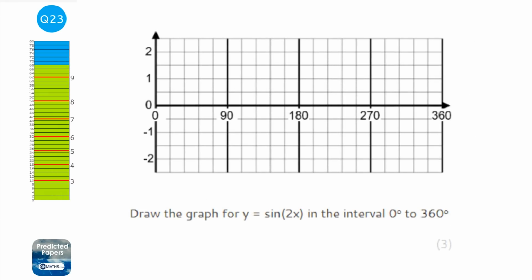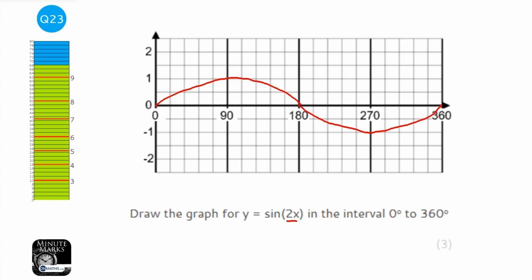Okay, to do this question you need to understand the sine wave. So I'm going to draw the sine wave for this, and it's going to go to 1 here, and then down to 0, and then down to 1 here, back up to 0. Okay, so it says draw the graph y equals sine 2x.